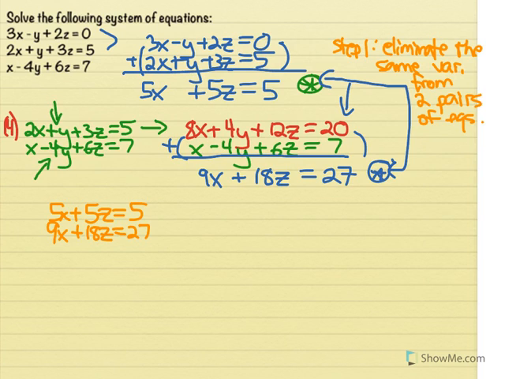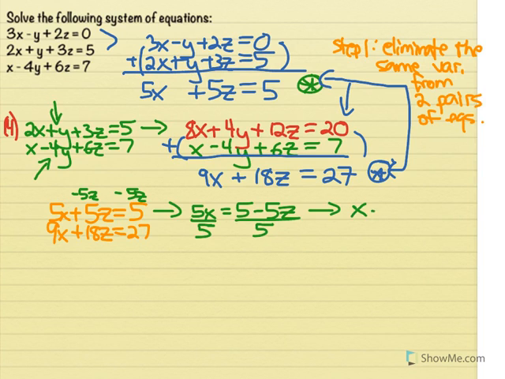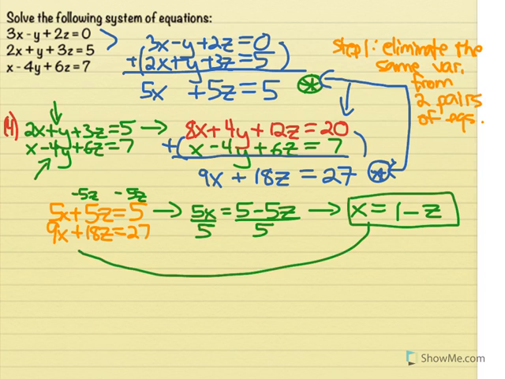So I'm going to simplify this first equation, and I'm actually going to use substitution. So I want to get x on its own in this first equation. So I'm going to say 5x equals 5 minus 5z. So I just subtracted the 5z from both sides. And then I can say divide by 5. So I get x equals 1 minus z, because I just divided both of those terms by 5. Perfect.